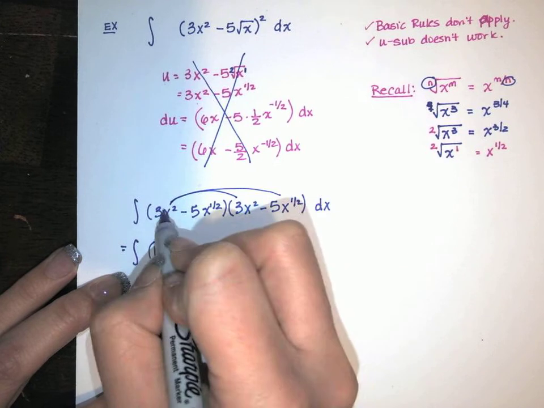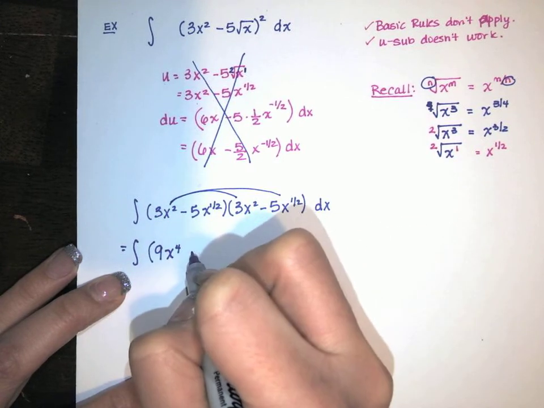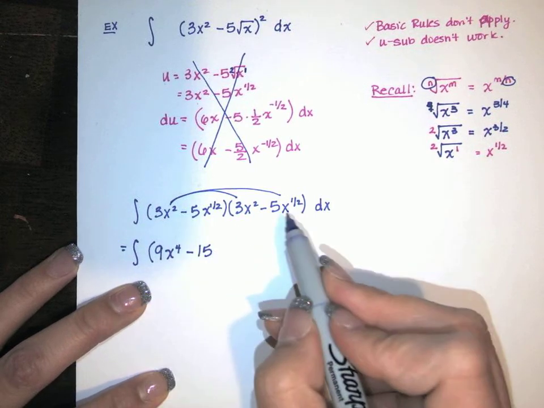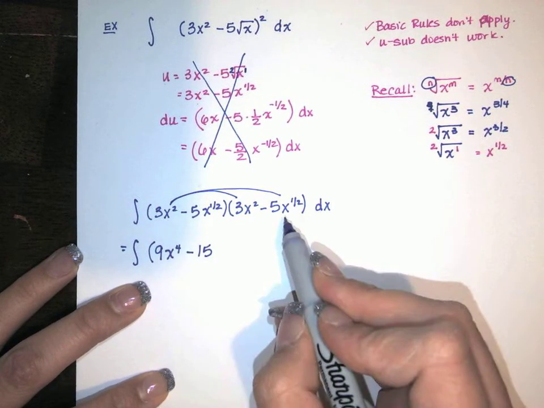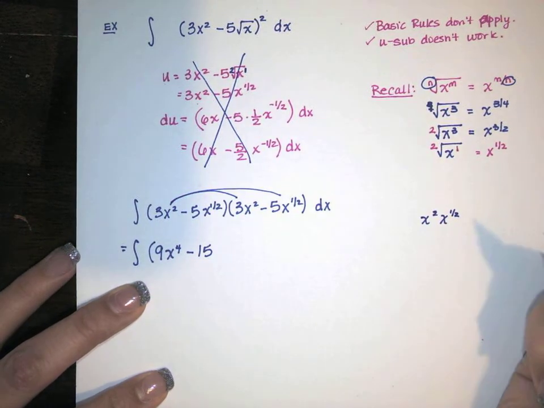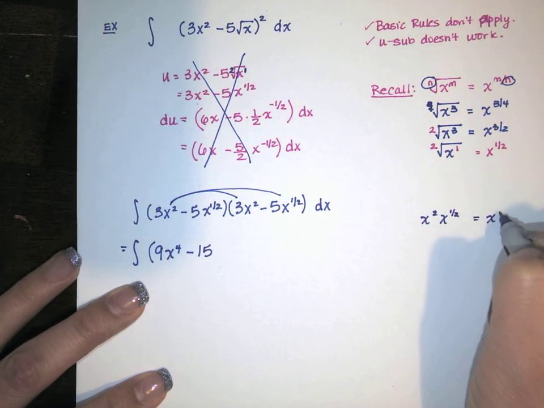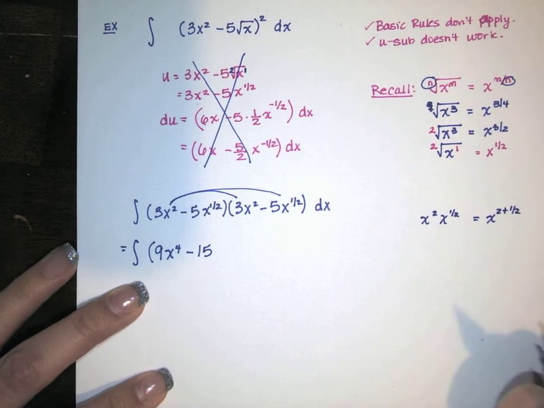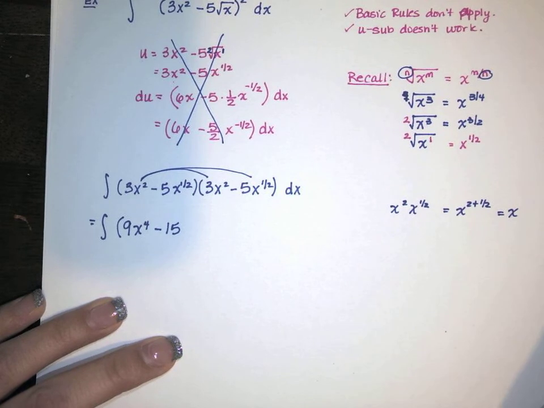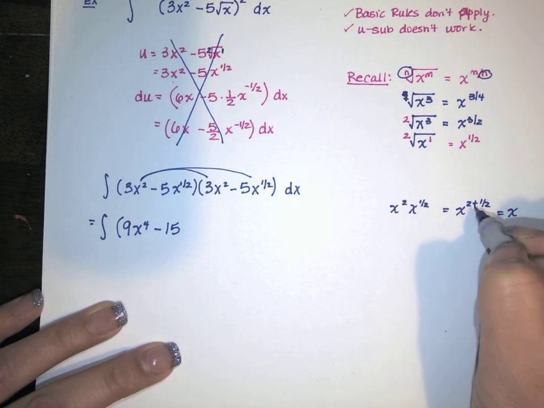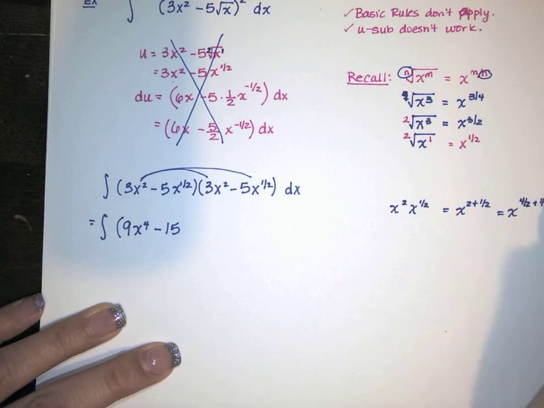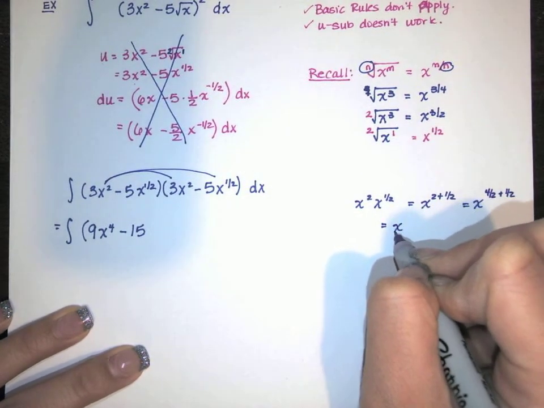Outer times outer. Multiply the coefficients first. 3 times negative 5 is negative 15. And then multiply the x's. X to the 2nd times x to the 1/2. You may have forgotten this rule from algebra. You add the exponents. So that's x to the 2.5. Or if you prefer a fraction as an exponent, and we usually do in calculus class, that's 4 over 2 plus 1 over 2. So that's x to the 5 over 2.